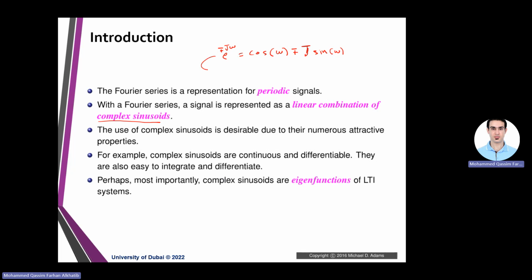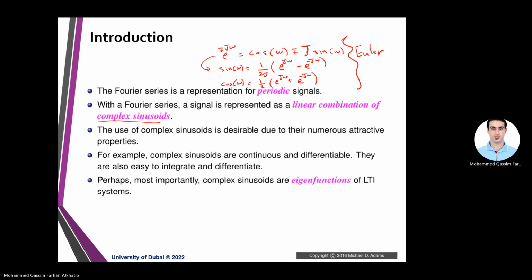From this formula, we can actually derive two other formulas. So sine of omega equals 1 over 2j, e to the power j omega minus e to the power minus j omega. So that's the first expression. The other one is for the cosine: cosine omega equals 1 over 2, e to the power j omega plus e to the power negative j omega. So those we can call the Euler identities. It starts from this one, and you can derive the other two from there.